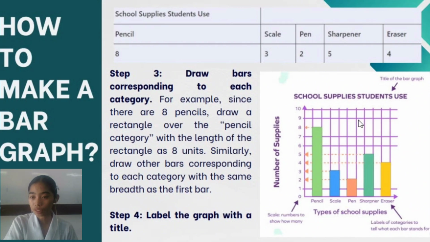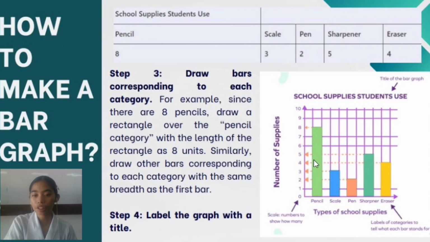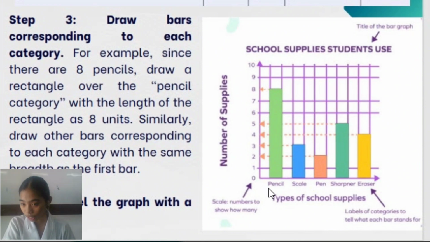For example, in this bar graph, the title is School Supplies Students Use. So there are 8 pencils, and then you can draw a rectangle over the pencil category with a length of 8 units. Similarly, draw the other bars for their corresponding categories with the same width as the first bar. And in step 4, lastly, label the graph with a title. So in this lower part, there are the categories, which are pencil, scale, pen, sharpener, and eraser.